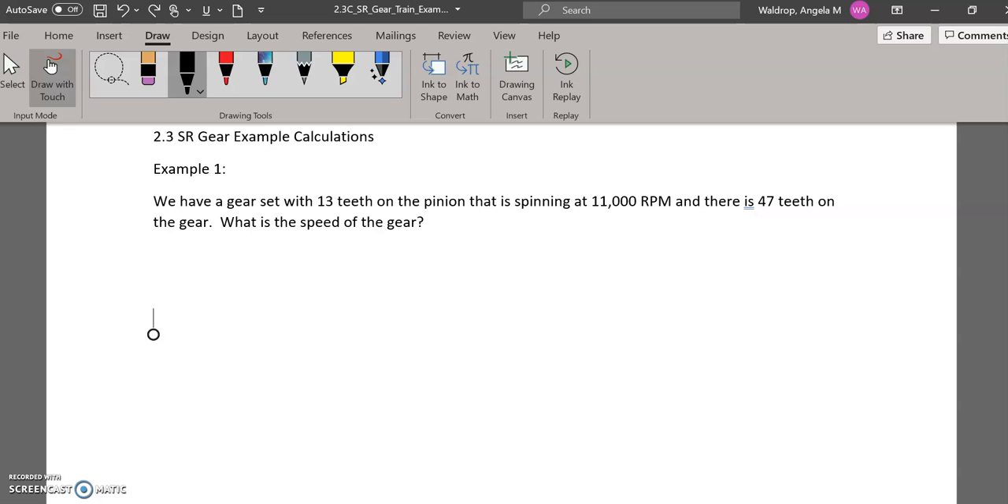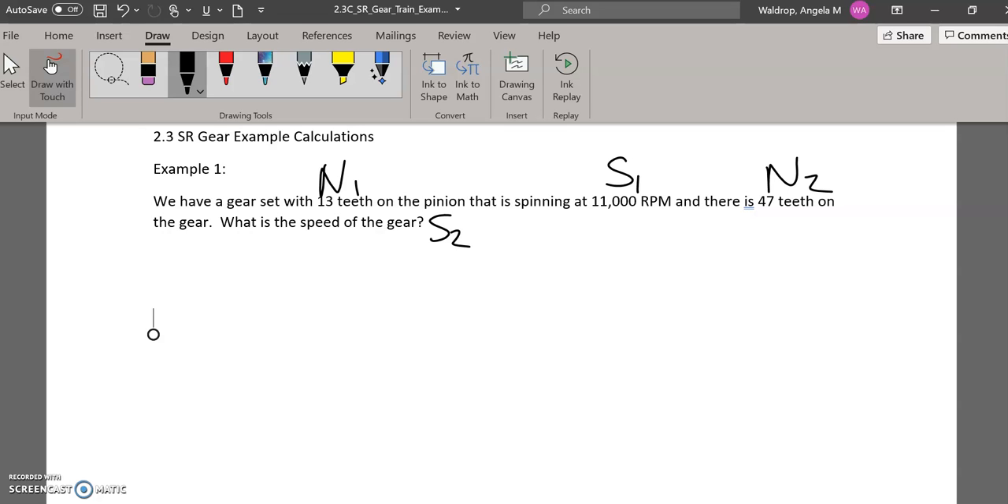Now, what we're going to do is assign some variables to the numbers that we have. So I'm going to write N1 over the 13, S1 over the speed, and N2 over the 47. And what we need to do is write an equation to figure out what we're looking for. The speed of the gear is going to be S2. So we go ahead and set this up.